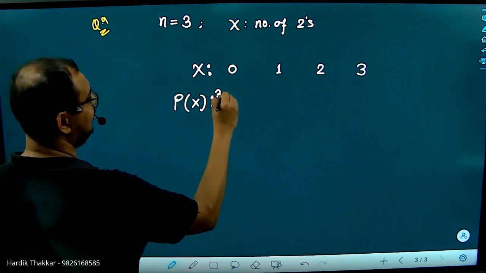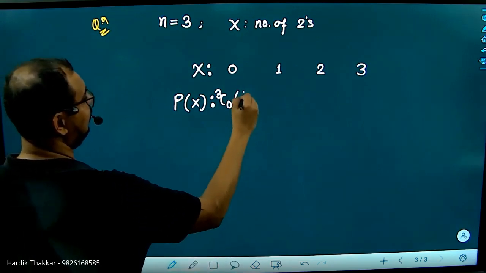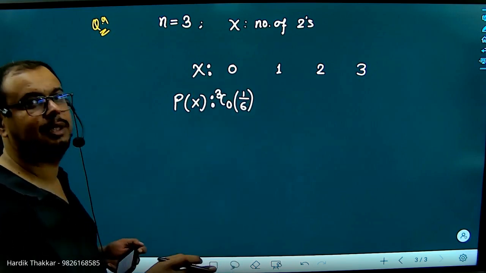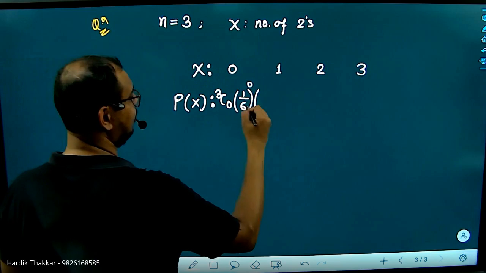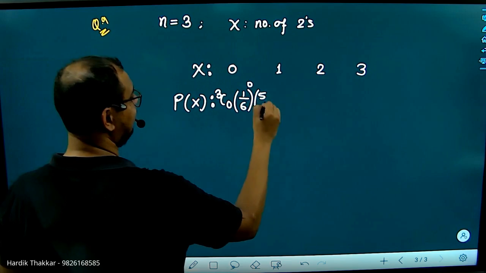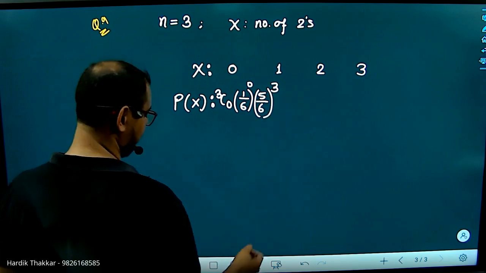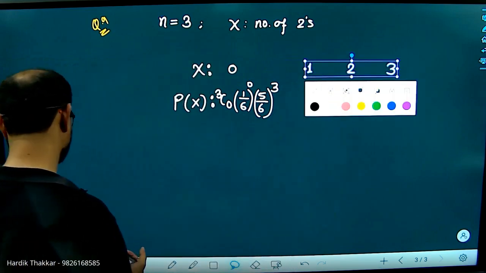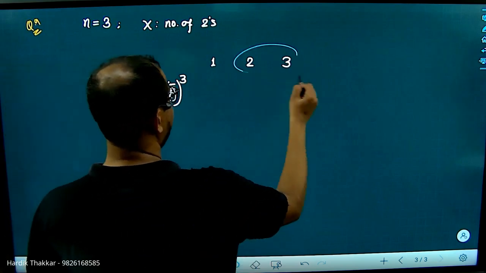Okay. So to find the probability distribution P of X, first we will consider 0 success in 3 trials. So here it will be 3C0 into p to the power 0. Here p will be 1 upon 6, because getting a 2 in a single throw of a dice has probability 1 upon 6. So 1 upon 6 to the power 0 into q. So q is 5 upon 6, because q is 1 minus p. So here 5 upon 6 whole raised to the power n, that means 3. So this will be the probability of getting 0 twos. Okay. Further, we will move to 1, 2, and 3.